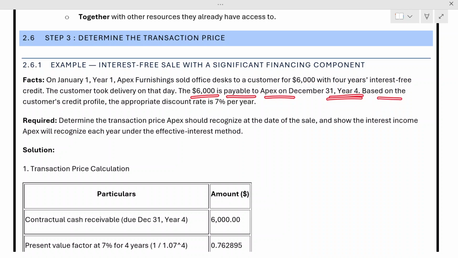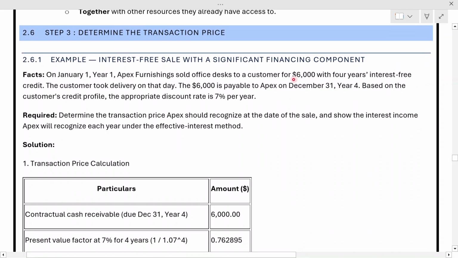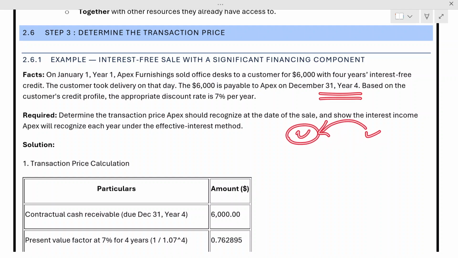So based on the customer's profile, the interest rate is 7% per year. Now we need to determine the transaction price and other components as well. For that, it's very basic and simple: if Apex is getting $6,000 after 4 years, then today its value won't be $6,000, because if you are receiving certain money today versus after 4 years, definitely today its value will be lower, right? So how to understand and determine that?